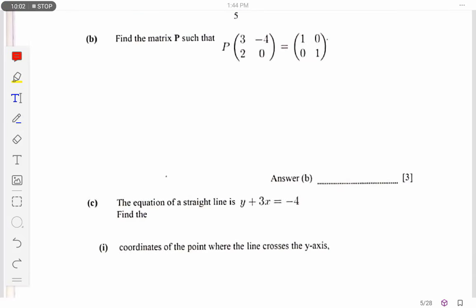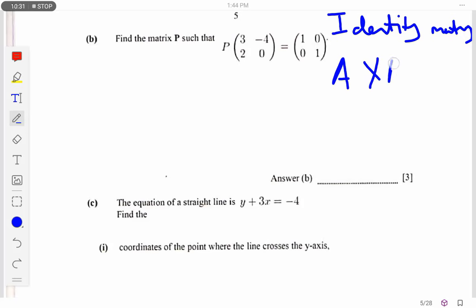Okay, let's move on to the next question. This one is saying find the matrix P such that P multiplying that matrix is equal to this matrix, which is an identity matrix. What it means is that the P we are multiplying is basically the inverse of that. Because when we have an A matrix times its inverse, we get an identity matrix I. So basically what we are looking for is the inverse of this matrix.